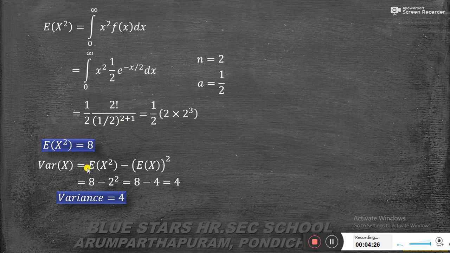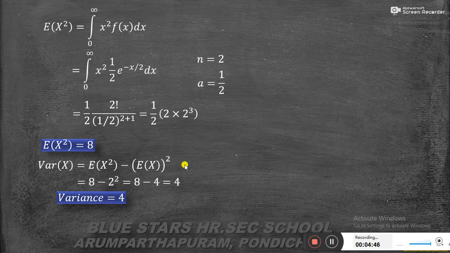Therefore variance of x equal to expectation of x square minus expectation of x whole square. Expectation of x square is 8. I substitute here minus expectation of x, E of x is 2, so 2 square equal to 4. 8 minus 4 is 4. Variance equal to 4. This is the answer for variance.